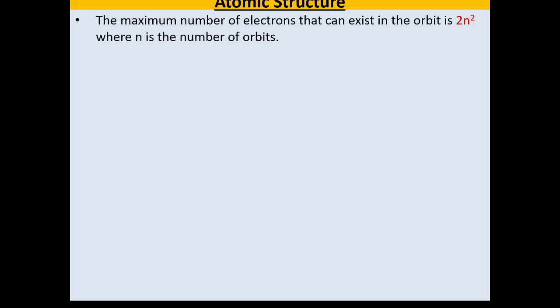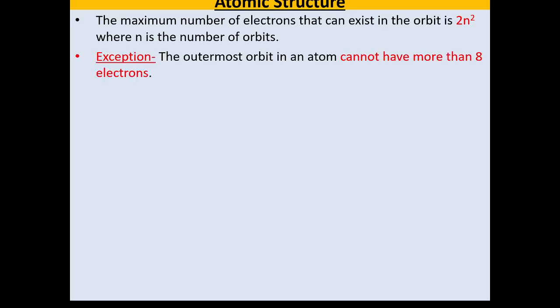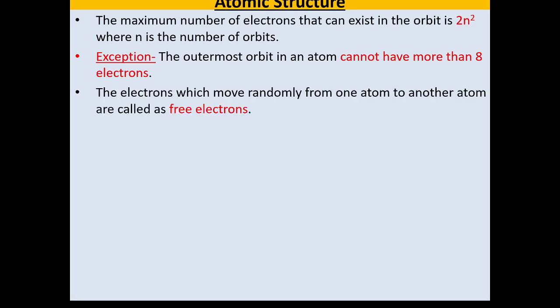For example, if we consider the first orbit, then n is equal to 1. So 2n² is equal to 2 into 1², that is 2. So the first orbit contains 2 electrons. If you consider the second orbit, then 2n² is equal to 2 into 2², that is 8. So the second orbit contains 8 electrons, and so on. But the exception to this is that the outermost orbit in any atom cannot have more than 8 electrons.